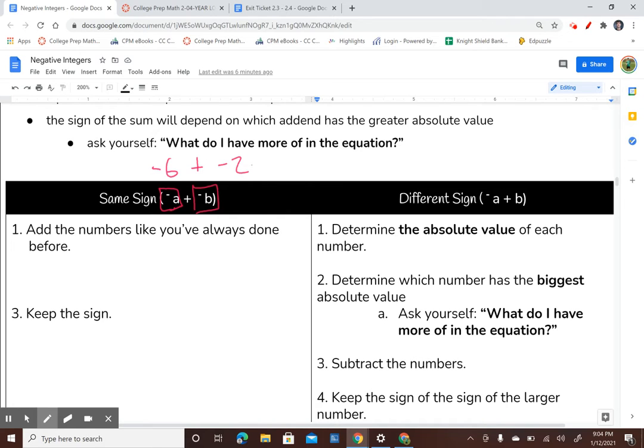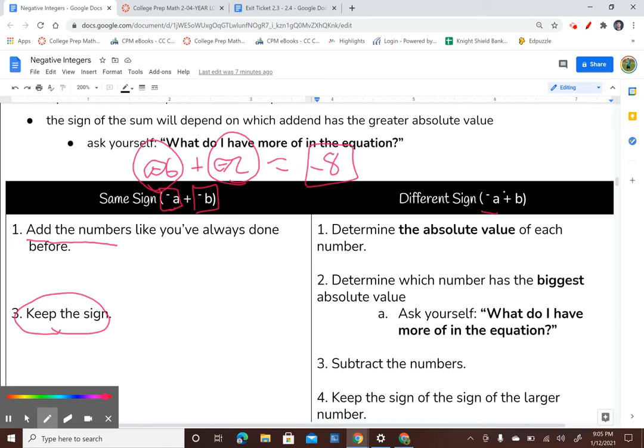Well, the rules for solving for this would just be to add the numbers like we normally would. 6 plus 2, that's going to give me 8. And then I'm going to keep the sign of the two numbers. So since I have two negative numbers, my answer is also going to have a negative sign. And we can think about this in terms of taking 6 steps back, and then we take another 2 steps backwards. We've taken a total of 8 steps backwards, and that's why it's -8.